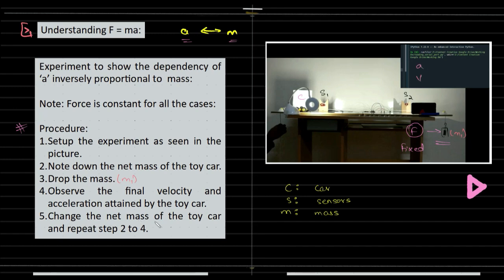Then we'll change the net mass of the toy car. Please make a note, not this. This is not to be touched. The toy car mass is changed. That is, I'll just place a few more weights on this. It's not seen over here, but it's seen when we do the experiment. So I made arrangements wherein I'm going to change the mass of the car, for the same fixed mass m1, that is force. This is your force, remember.